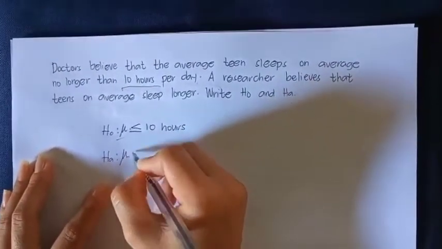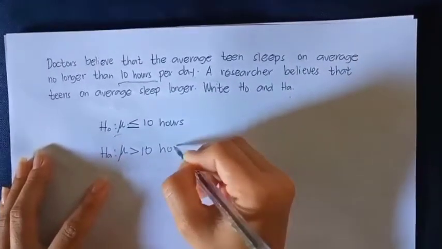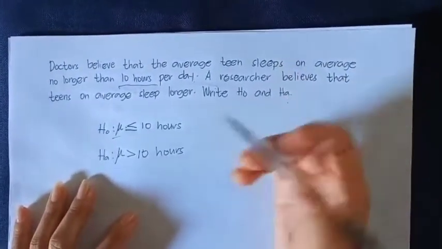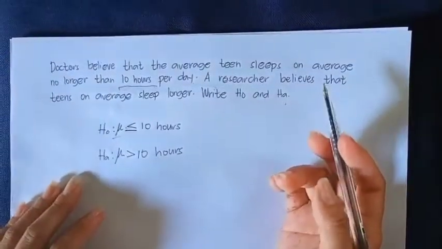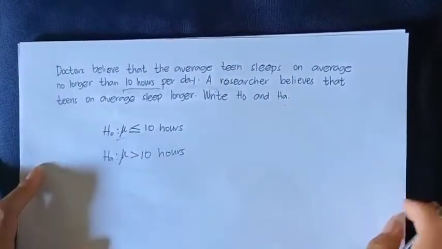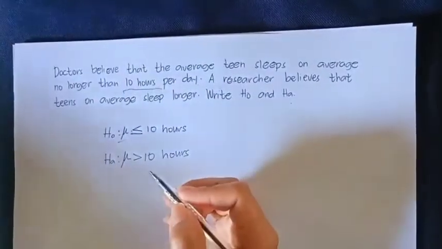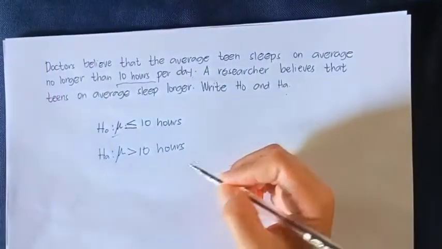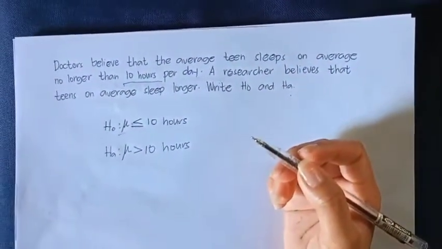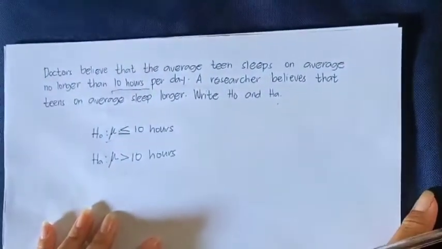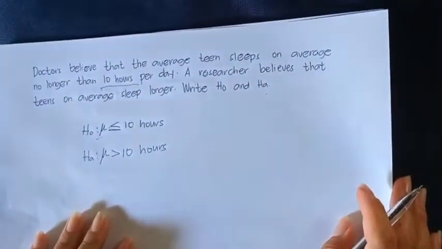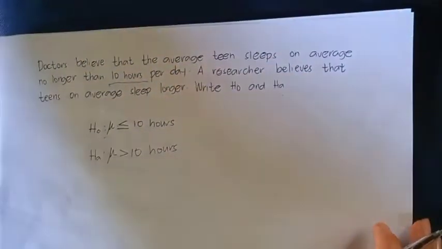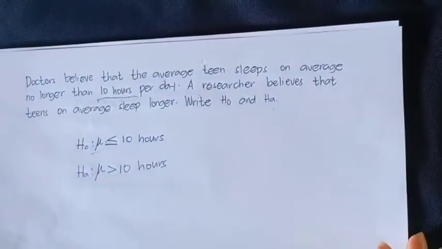Well, it says a researcher, the challenger, believes that teens on average sleep longer than this. That means it has to be greater than 10 hours. So if you were asked to write the null and alternative hypothesis, this is what you would be expected to write. The null hypothesis says that teens do not sleep any longer than 10 hours, so any time up to and including 10 hours. But the researcher comes along and says, no, on average I think teens do sleep more than that, greater. Notice there is no equal sign here.